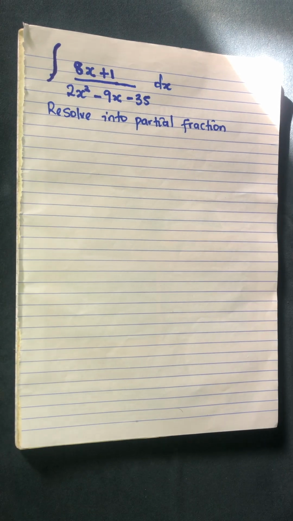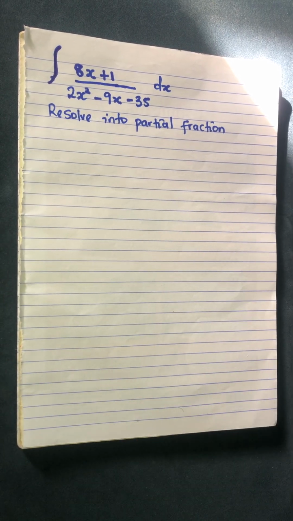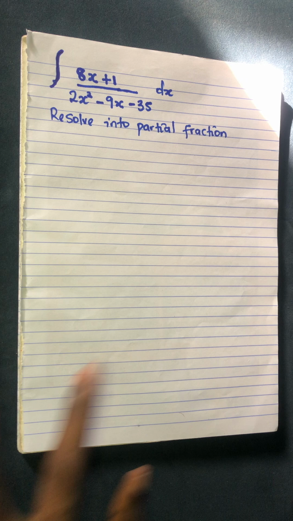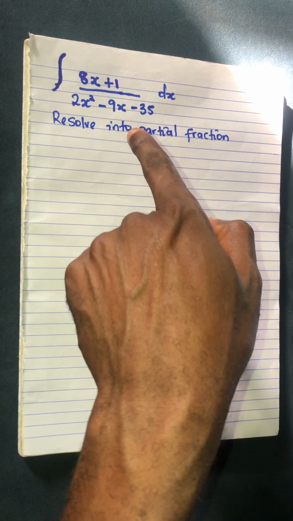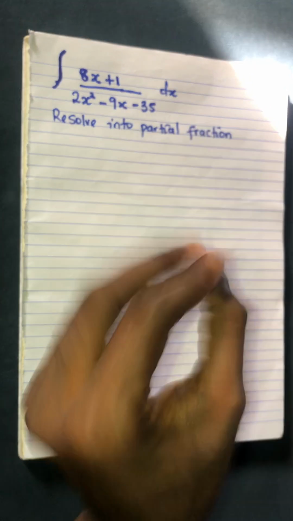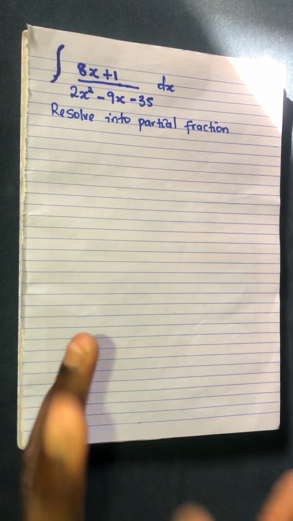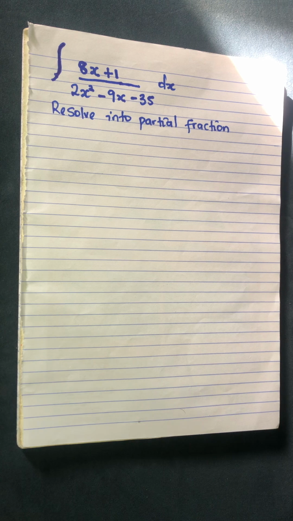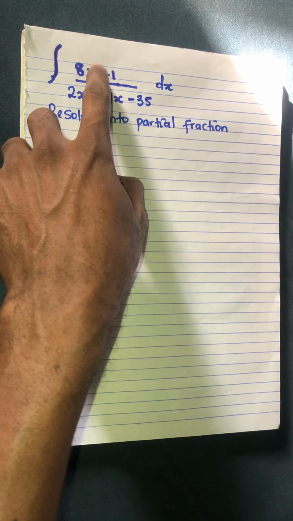The concept of partial fractions is that it will be the factorization or simplification of the denominator and then keeping the denominator into two parts, like two brackets, and equating it with the dividend, which is this.